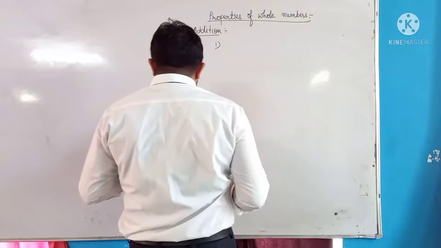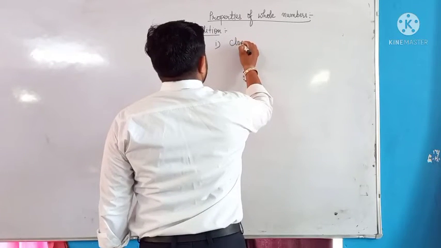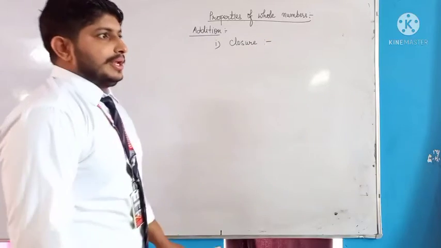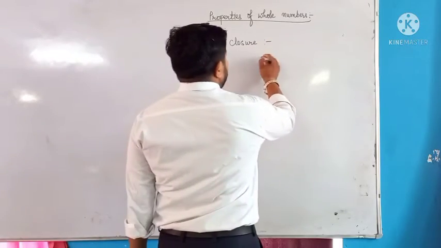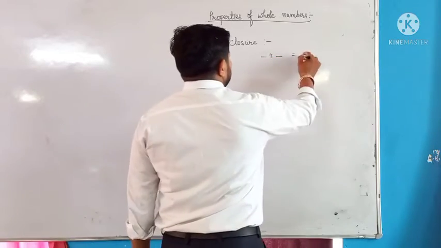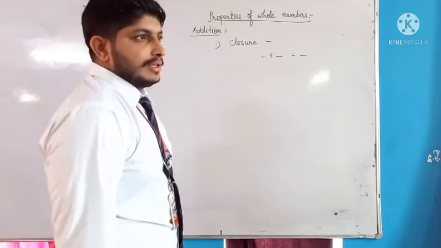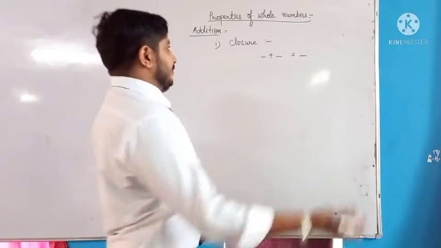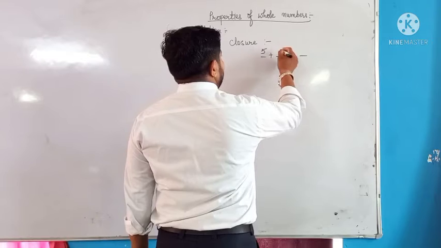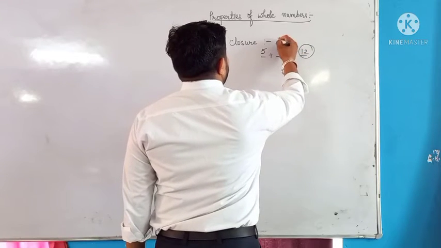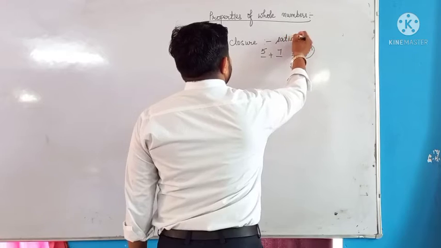First is the closure property. What is the closure property? If we add any two whole numbers, our answer comes also a whole number. So you will take any two whole numbers. If you take 5 and 7, the answer is 12. It is also a whole number. It means this property is satisfied.